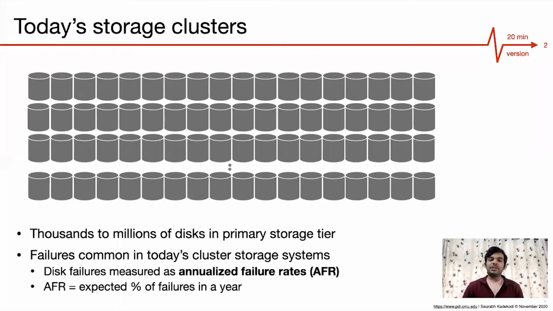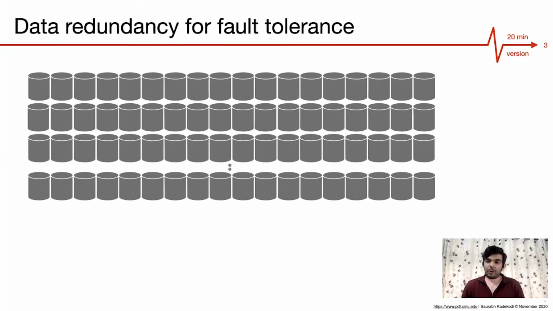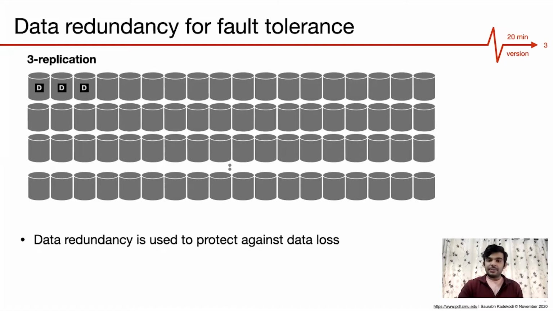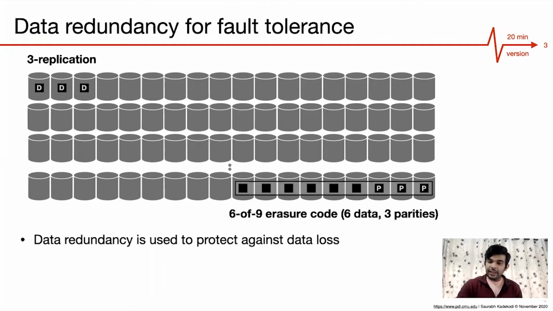Disk failures are measured using a metric called annualized failure rates, or AFR, which is nothing but the expected percentage of disk failures in a typical year. To protect against data loss in the face of disk failures, the commonly used technique is data redundancy. You might be aware of commonly used redundancy mechanisms such as replication or erasure coding. For example, here I've shown a 6 of 9 erasure code where we have 6 data chunks and 3 parity chunks to form a stripe.